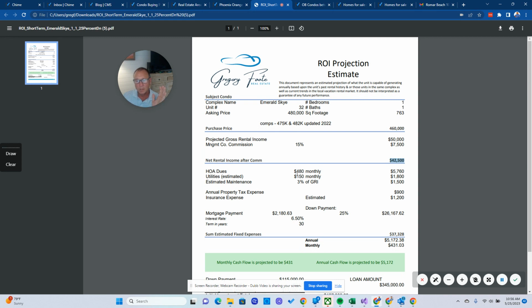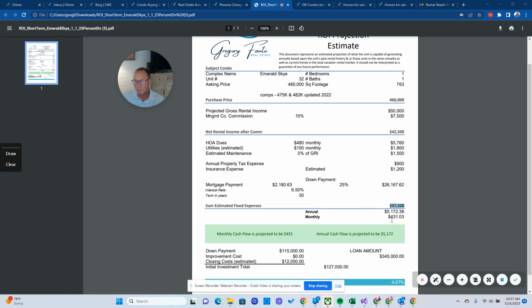So we're going to take all of our expected fixed expenses, total those up, subtract them from the net rental income, and come up with a figure. In this case, this is an Emerald Sky unit, a 1-1, that's expected to generate $50,000 in income. The management company's going to take $7,500 off the top, so we're left with 42.5, right?